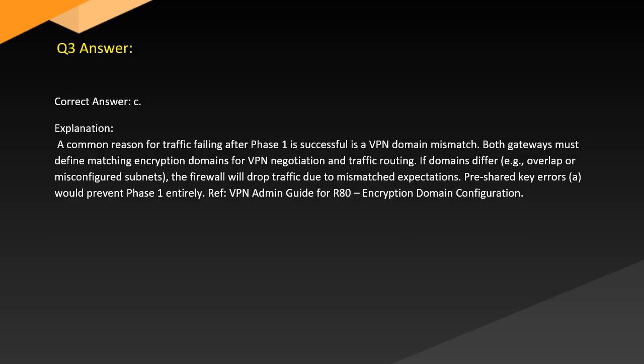Answer. Correct answer: C. Explanation. A common reason for traffic failing after phase 1 is successful is a domain mismatch. Both gateways must define matching encryption domains for VPN negotiation and traffic routing. If domains differ, for example overlapping or misconfigured subnets, the firewall will drop traffic due to mismatched expectations. Pre-shared key errors would prevent phase 1 entirely. Ref: VPN admin guide for encryption domain configuration.